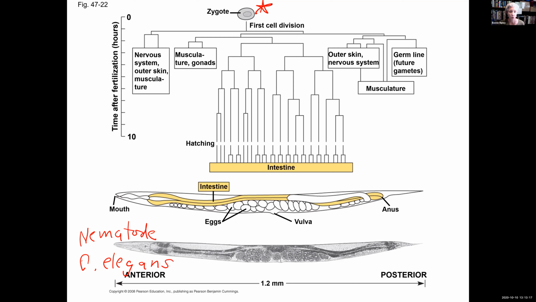All right, so the important concept here is not the specific details of this for C. elegans, but the idea that in animals, the developmental fate of every cell is set once development starts, and that if something goes wrong at any step in development, all of the subsequent structures that would be built by those cells are going to have some abnormality in them.